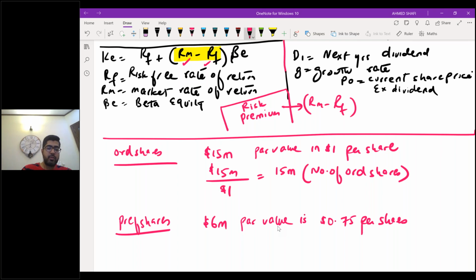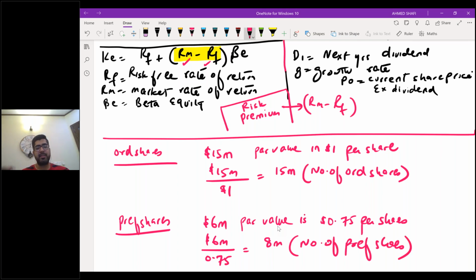So if my total worth of preference shares is 6 million and the par value is 0.75, I will divide it. That means 8 million is the number of preference shares. For example, if 6 million was the worth of preference shares and the par value had been 0.5, I would have divided it to get 12 million preference shares. But 6 million is preference shares with a 0.75 par value, so we divide it. The number of preference shares is 8 million.